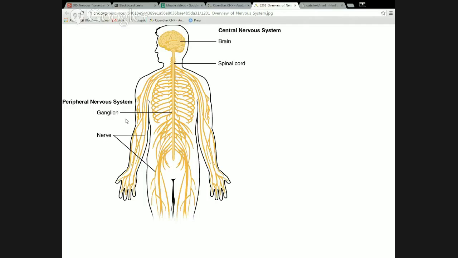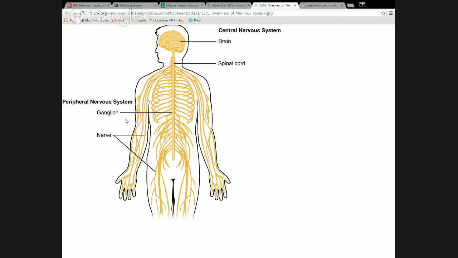Now, the ganglion contains the cell body of the neuron, and then the nerve contains the fiber that extends away from that. Part of what I mean by that isn't entirely clear because we haven't looked at the structure of the tissue yet, but that is kind of what's going on here.